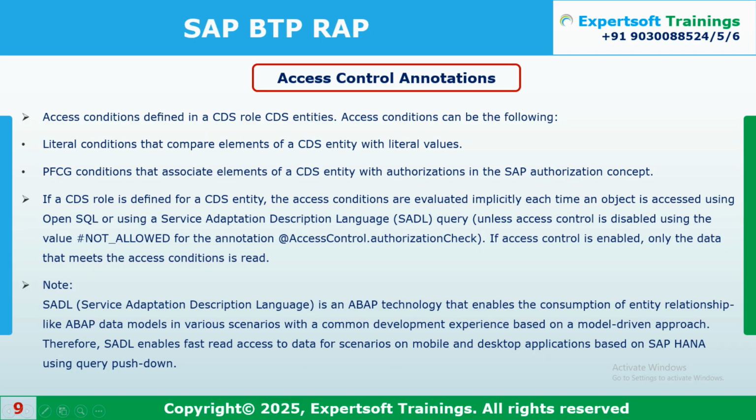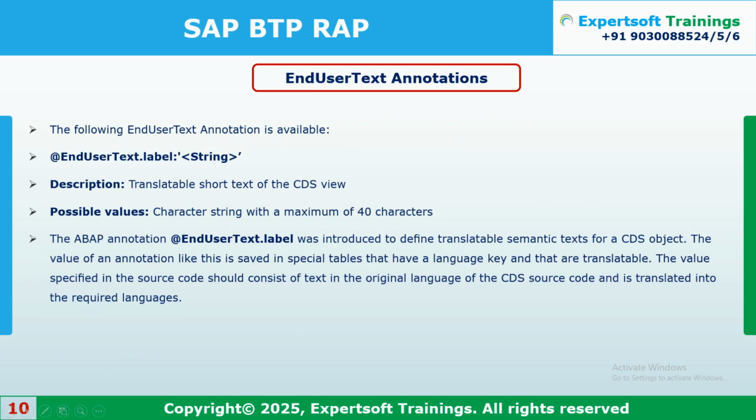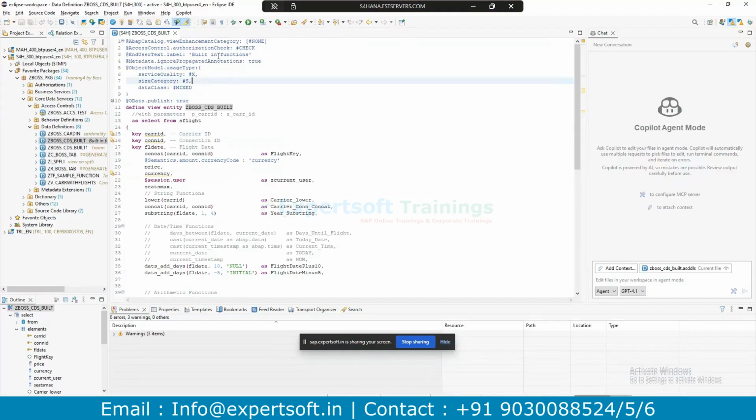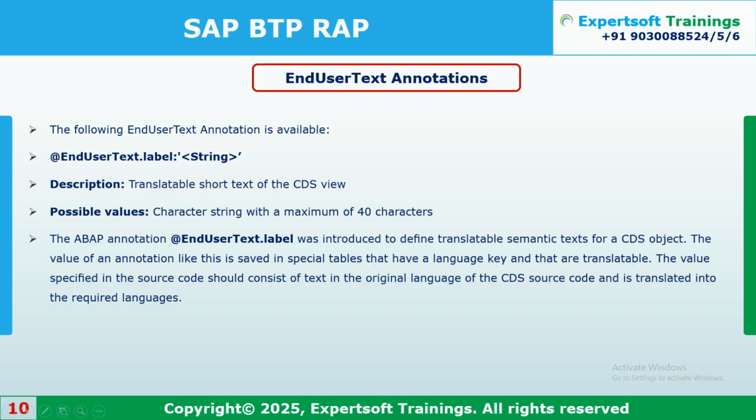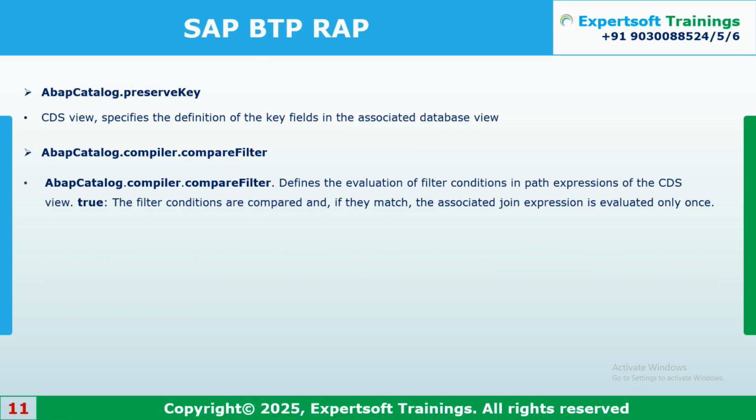Access control definition: we will see how it is handled and how to implement it in a real scenario. The end user text annotation is like a description of that CDS view. Currently in our scenario, the end user text label is a built-in function, a text description, in the properties of it.